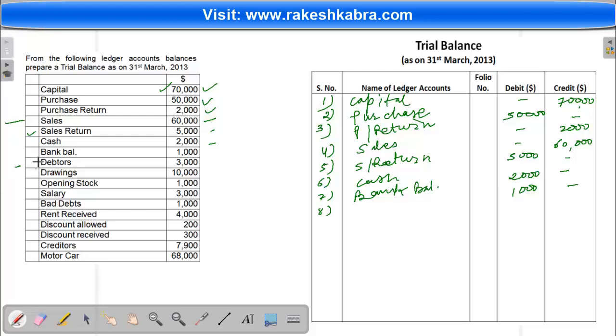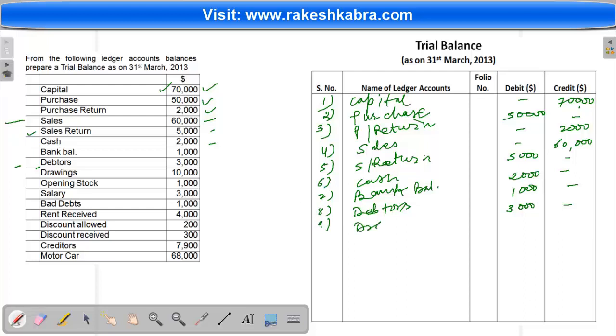Debtors. What do you understand by debtors? Debtors means we sold goods to them. Debtors means these are our customers. We gave goods to them, so debit the receiver. They are receiving the goods. Agree? So debit the receiver. What is the amount? 3,000. 3,000 is the amount.